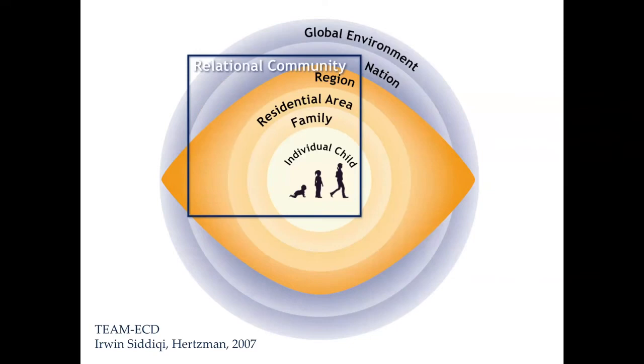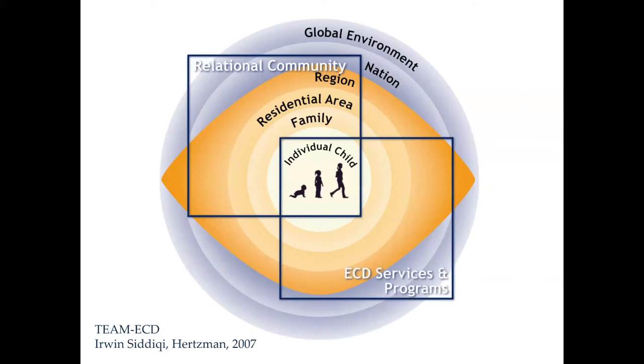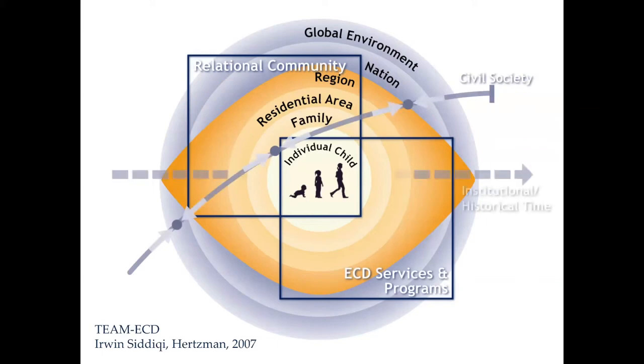And then, of course, we have to think in terms of human development from a relational community perspective. So what are our networks? They're not always nested geographically, but they cut across regions, and are very important for our development. We have to understand how early child development services and programs affect child development and how these things all interact within the civil society we set up across institutional and historical time. So all to say, it's a very, very complex overall picture.